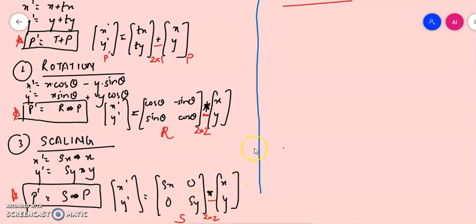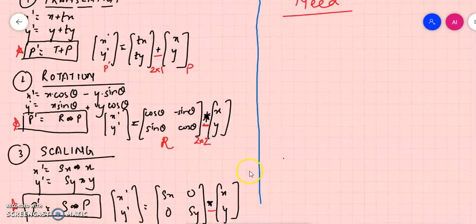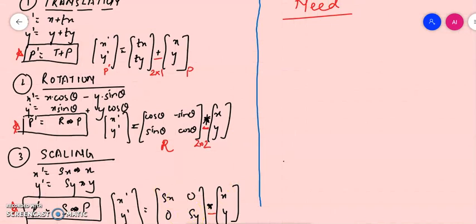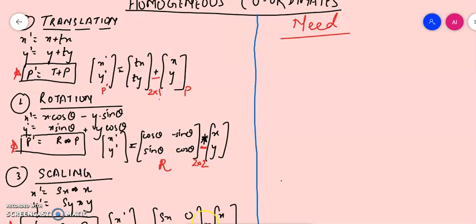Okay, so what we need to notice here is the operation in all the three matrices. Whenever I am doing translation, the operation is addition. When I'm doing rotation, the operation is multiplication, and when I want to do scaling, the operation is multiplication. And also the sizes of the matrices are different. So what is the need for homogeneous coordinates? There are two important points that we need to understand. Why do we need homogeneous coordinate?